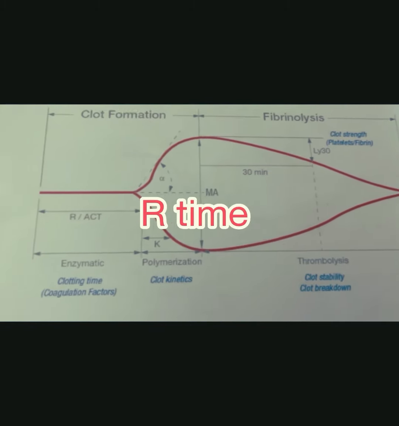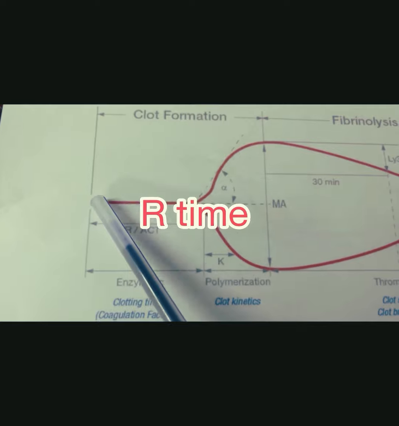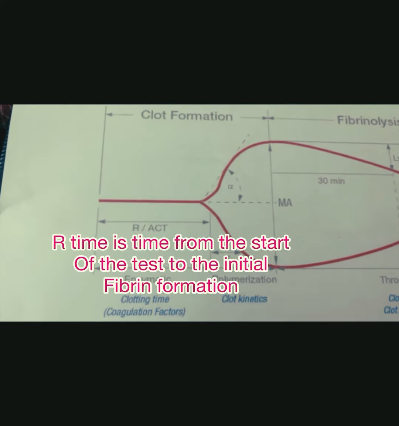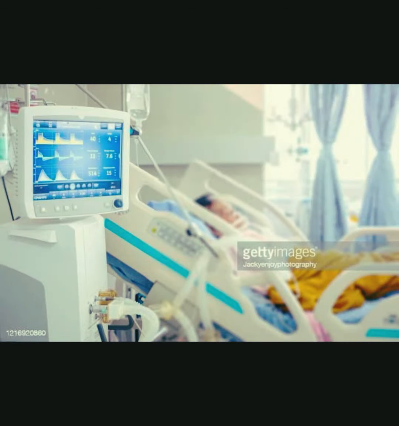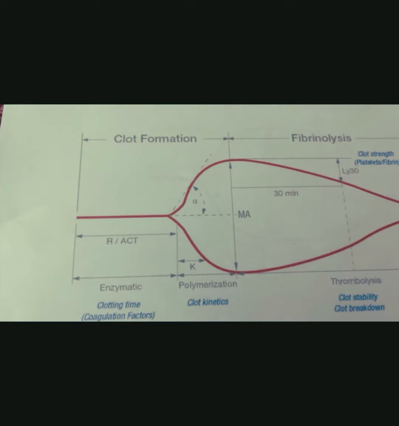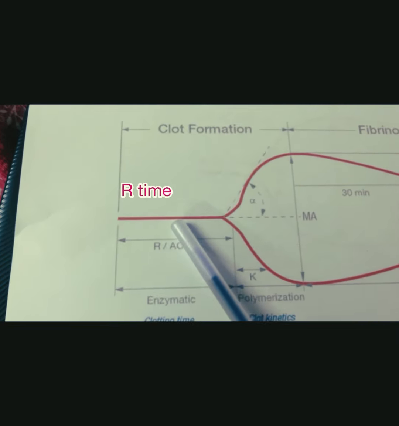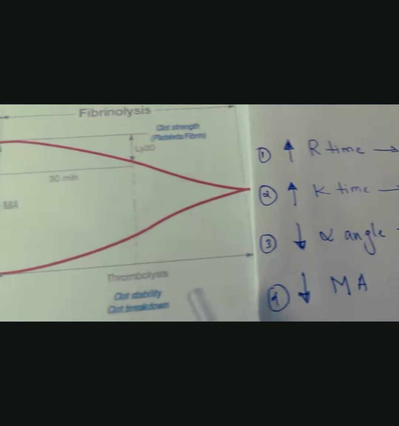So R time or reaction time is the time from the start of the test to the initial fibrin formation. Here is a 25-year-old female admitted with a road traffic accident, and now she is bleeding profusely. TEG is showing increased R time. Here we can consider fresh frozen plasma. So R time is the first parameter that is measured. Totally there are 5 main parameters.